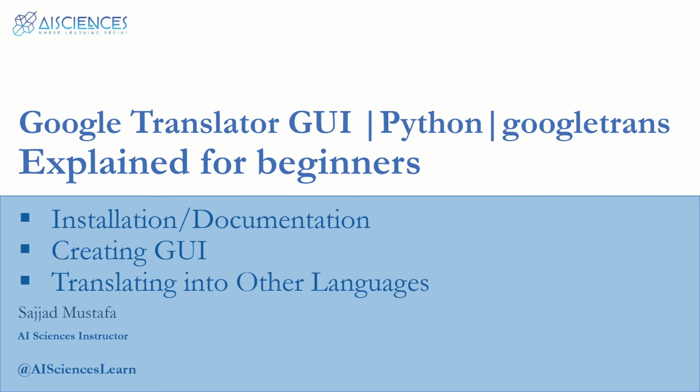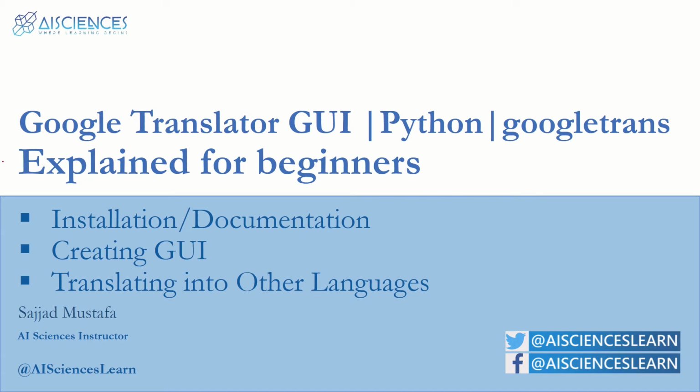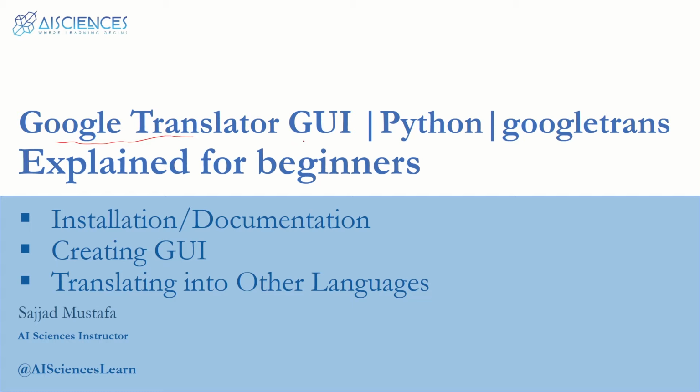Hello guys, welcome to AI Sciences, and today we are going to work on a very interesting topic, that is a Google Translate GUI. So we have worked on Google Translate online, but today we are going to build our own Google Translate, and we'll also be making a graphical user interface for it. For the graphical user interface, we'll be using the tkinter library of Python, which we have already been using for a long time now. And for Google translation, we'll be using the Google Trans library.